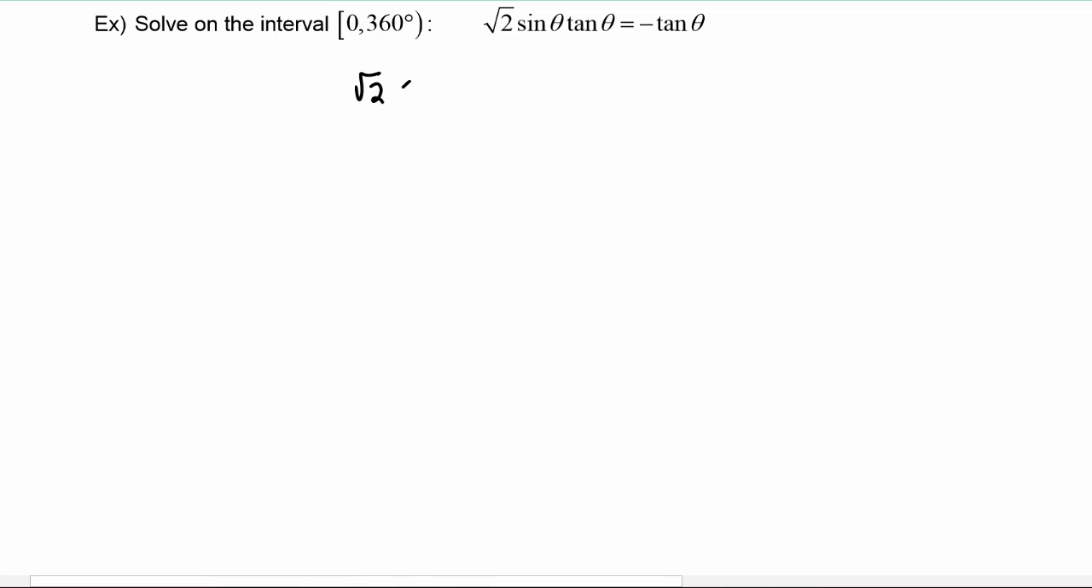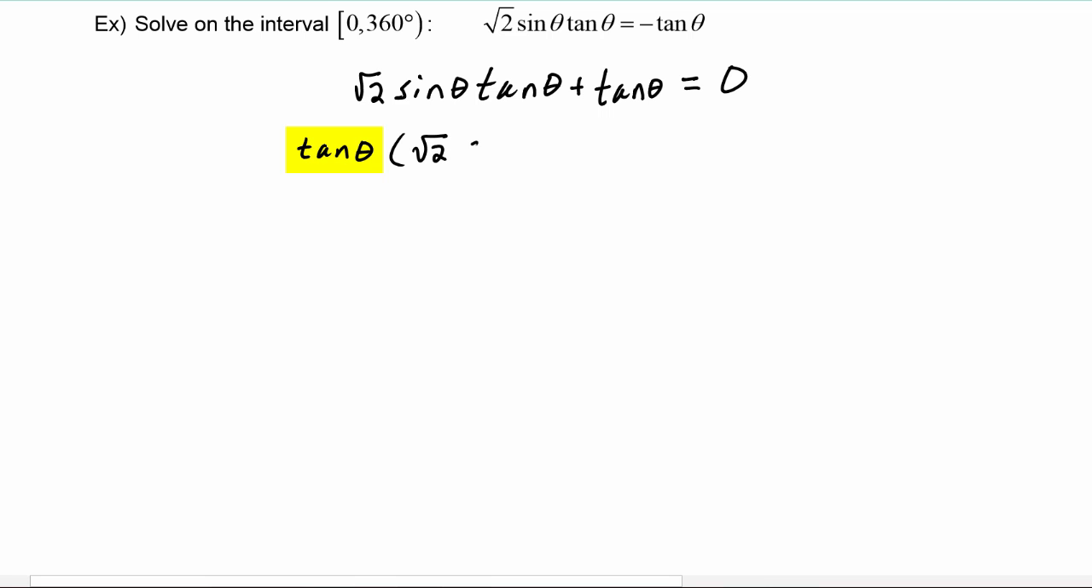So we've got radical 2 sine theta tangent theta, we will bring this minus tangent theta over to become a plus tangent theta on the left-hand side and equals 0 on the right-hand side. Remember, this is an equation, so it has to have something on the left-hand side, an equal sign, and something on the right-hand side. Now we are ready to factor, so we can factor out a tangent theta, and we have left radical 2 sine of theta plus 1 equals 0.